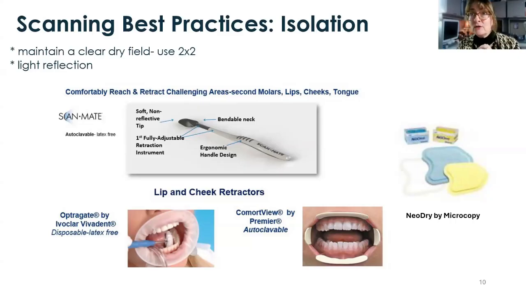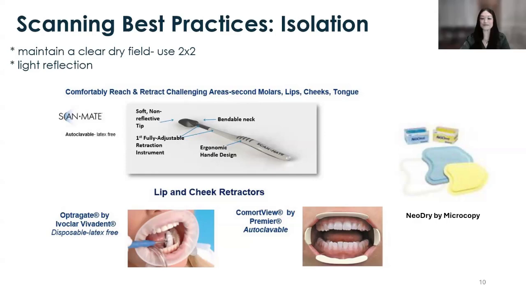And I'm a huge fan of good old 2x2 gauze sponges and just wipe off the surfaces of the teeth, including the occlusal surfaces, just to eliminate all of the saliva bubbles. Me too. That's my go-to 2x2 gauze. It's easy, it's inexpensive, everybody has it, and it's there.